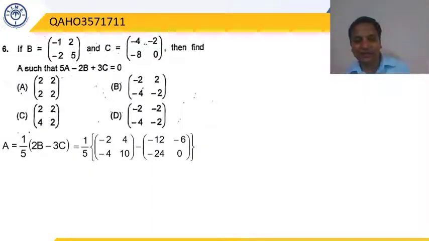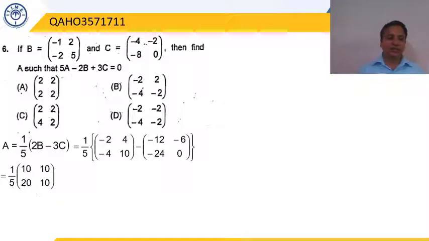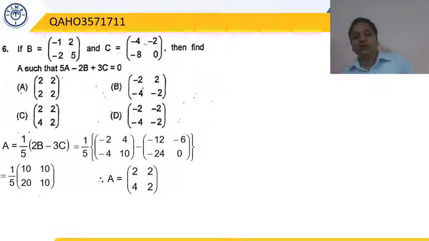So what do we get in the resultant? We get 10, 10, 20, and 10. But one element, 1 by 5, is outside the matrix. So we have to find the value of A. You have to divide every element of the matrix by 5 to get the value of A. Now what is 10 by 5? It's 2. And what is 20 by 5? It's 4. So we get a 2 by 2 matrix whose elements are 2, 2, 4 and 2.